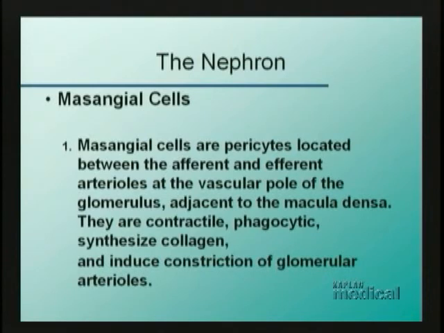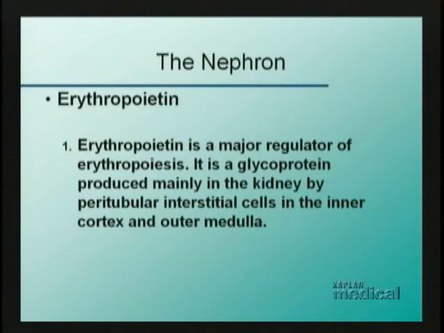These cells we now know are contractile, phagocytic, capable of synthesizing collagen, and they produce factors that induce constriction of the glomerular arterioles and therefore can regulate the filtration rate by changing the luminal diameter of those arterioles. So they have much more of a functional significance than we previously thought.